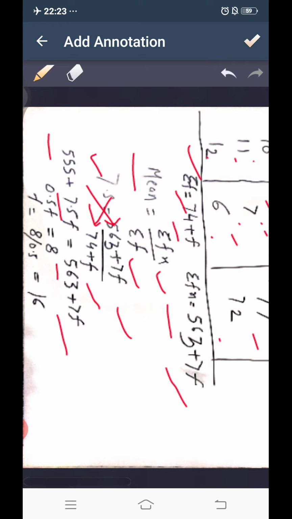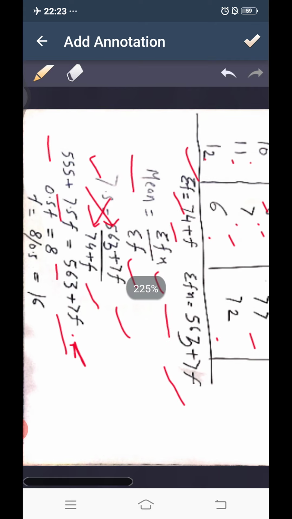So we transpose this 7f to the left hand side. So we get 7.5f minus 7f. We get 0.5f equal to 563 minus 555, so we get 8. 0.5f equal to 8. So f equals 8 upon 0.5. We get 16. So the missing frequency is 16.